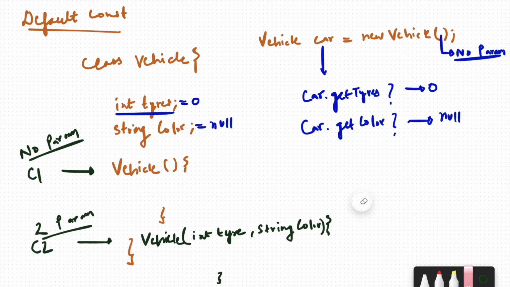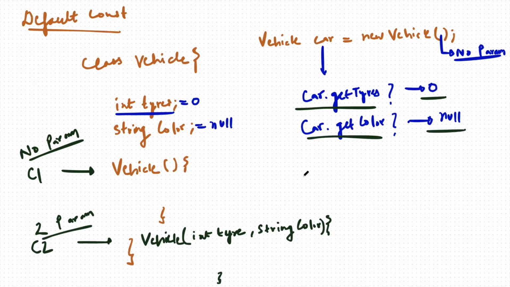I will talk about this once we understand this parameterized constructor. Okay, let's stick to the point, let's not deviate. So what was the problem statement? The problem statement was that if I do car.getTires, it is coming 0, and if I do car.getColor, it is coming null. But now when I define an object for a truck probably, let's define a new object for a truck which says Vehicle truck.